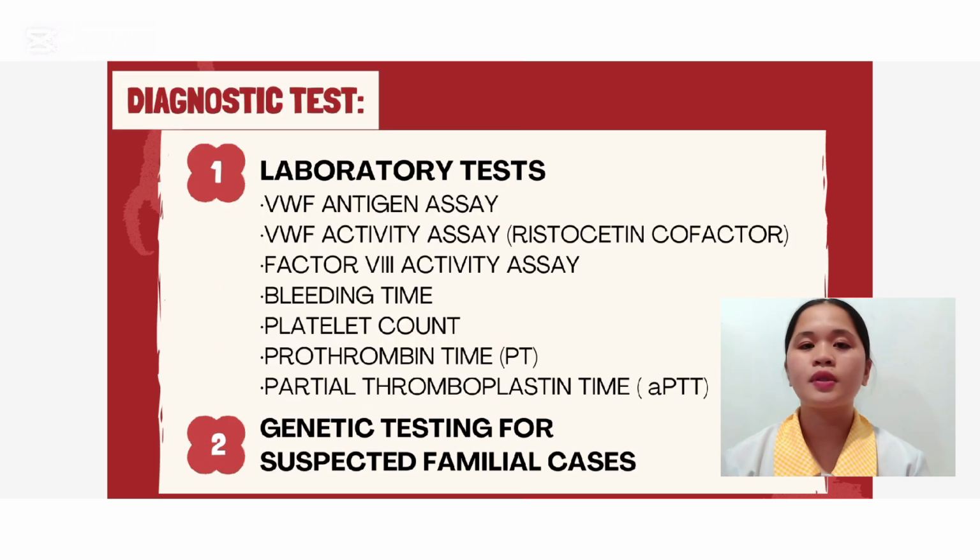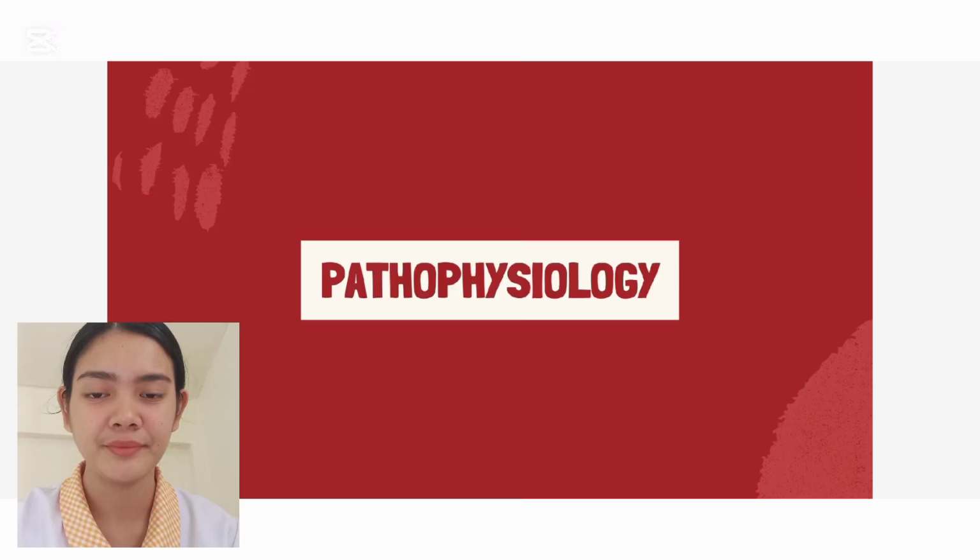and on the diagnostic tests, we have laboratory tests, which include the von Willebrand factor antigen assay, the von Willebrand factor activity assay or the ristocetin cofactor, the factor VIII activity assay, the bleeding time, the platelet count, the prothrombin time or the PT, and the partial thromboplastin time or the APTT, and genetic testing for suspected familial cases.